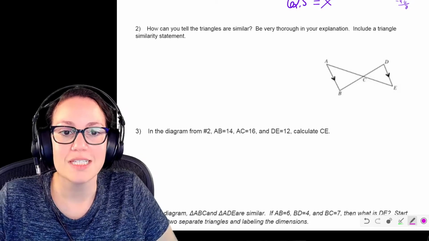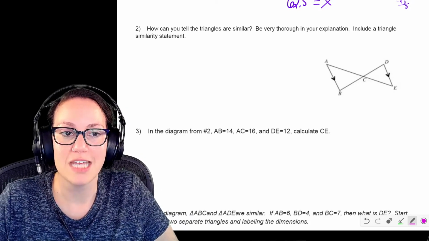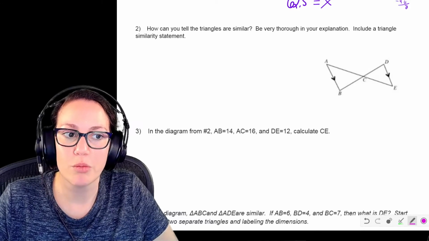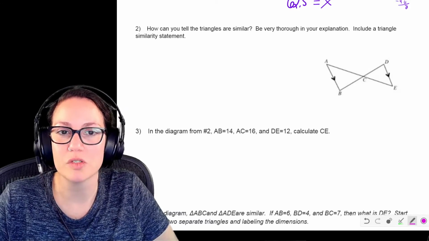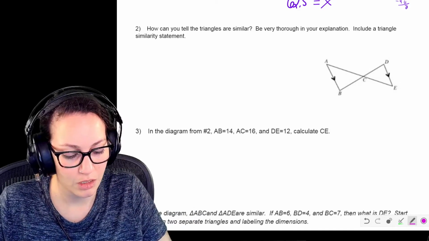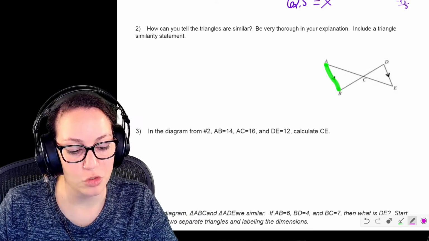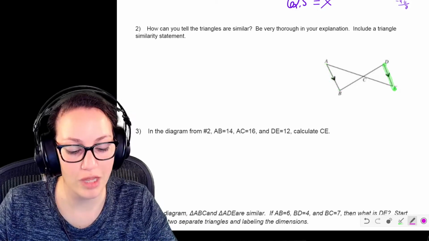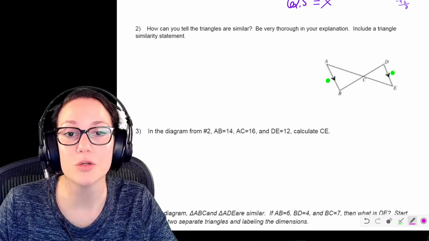So for this second statement, how can we tell the triangles are similar? Be very thorough in your explanation. Include a triangle similarity statement. Well, let's think about what we have here. We know these lines are parallel, so that's worth noting. And we know they're parallel because of these arrows.